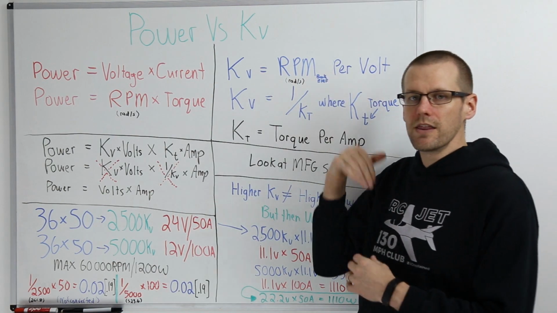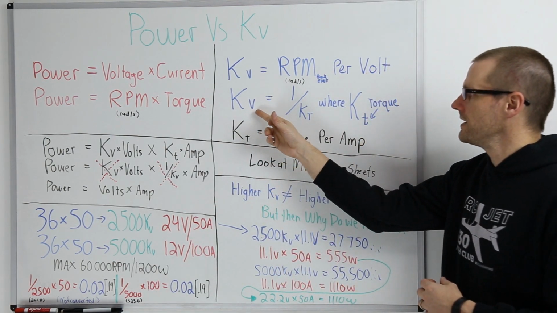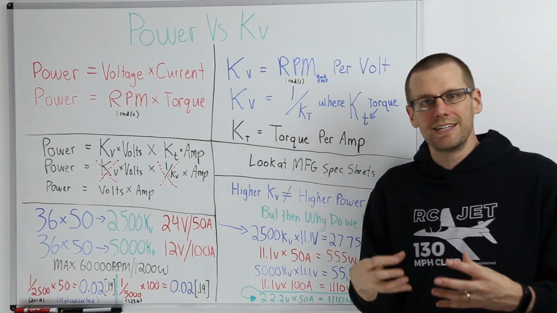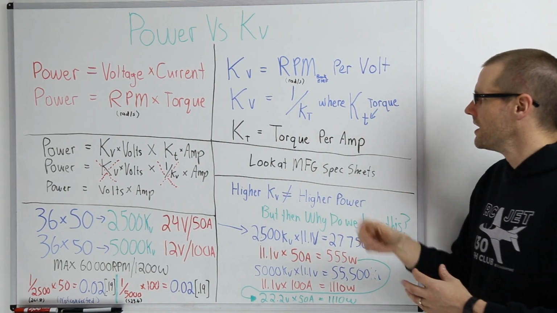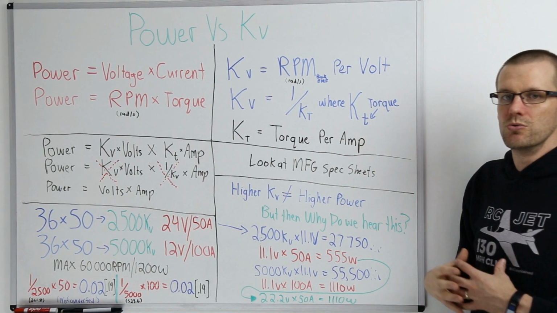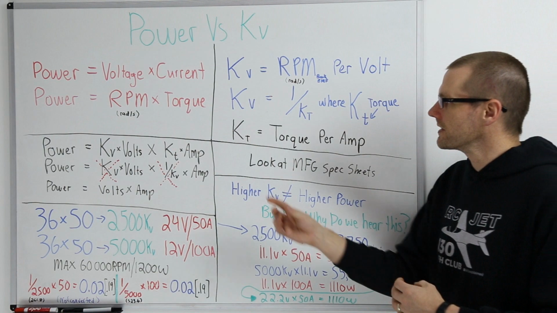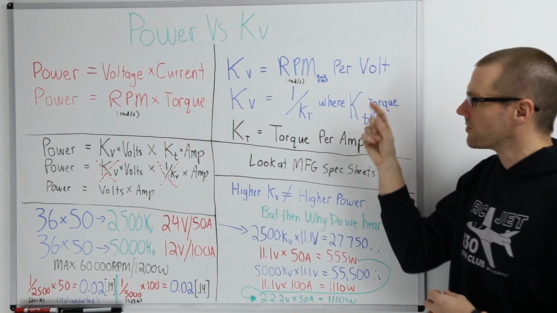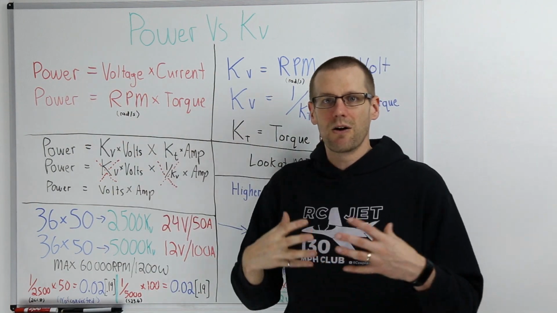Now if we look at another value, and that is kV is equal to 1 divided by kT, we introduce this kT value, which is very important to us because kT, the T here in the kT value, refers to torque, and torque obviously is something we are interested in because we like RPM plus torque in order to get that power that we are after.